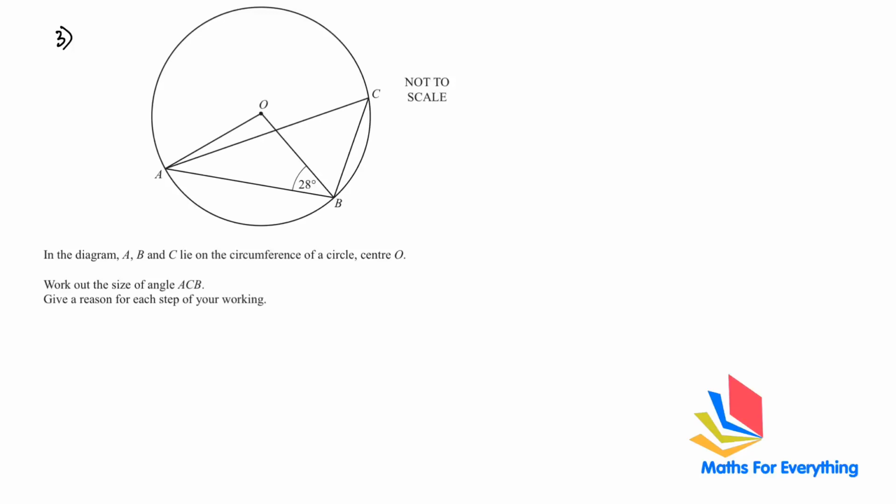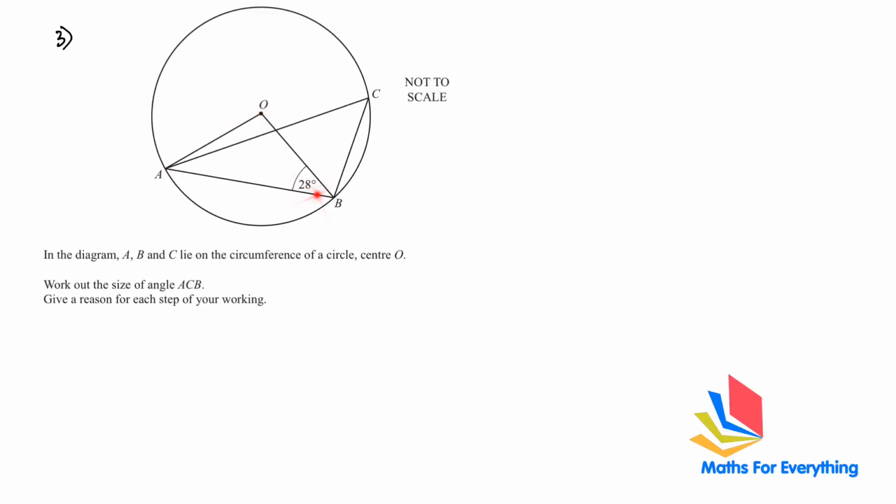Question number 3. A, B, C lie on the circumference of a circle, center O. Work out the size of angle ACB. Give a reason for each step of your working. We will first have to find angle AOB. This is a radius and this is a radius. So triangle AOB is an isosceles triangle. Therefore, angle OAB is also 28.